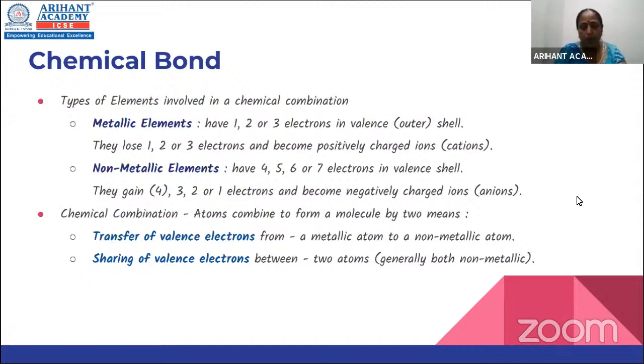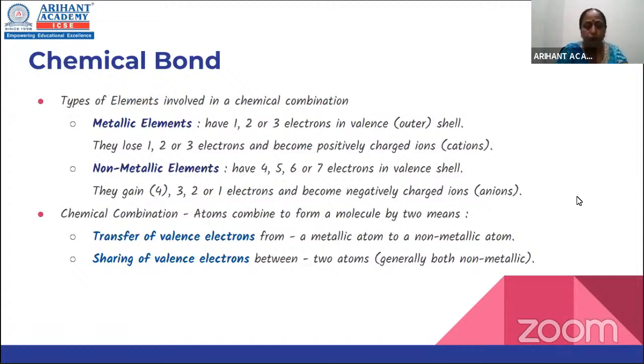Now, how does something combine chemically? One, there can be a transfer of valence electrons, and two, it can be sharing. So when there's a transfer of valence electrons, the kind of bond will be an ionic bond or an electrovalent bond. When there is sharing involved, it is a covalent bond.